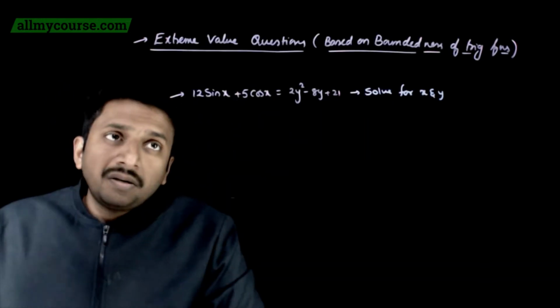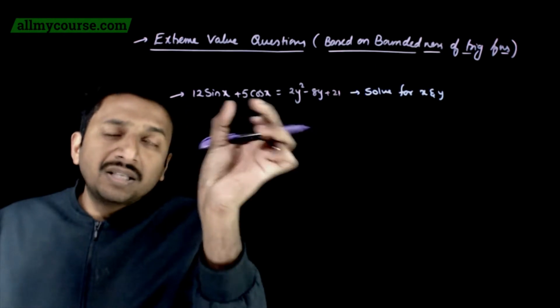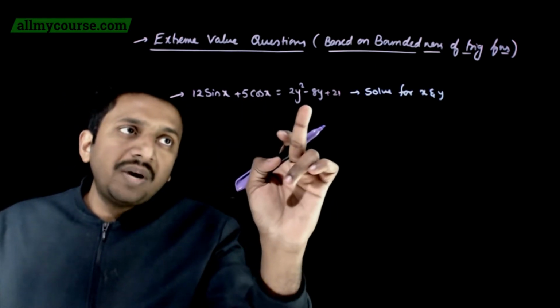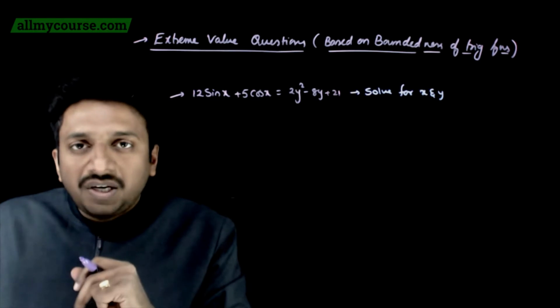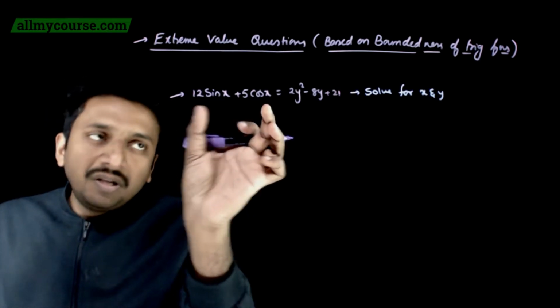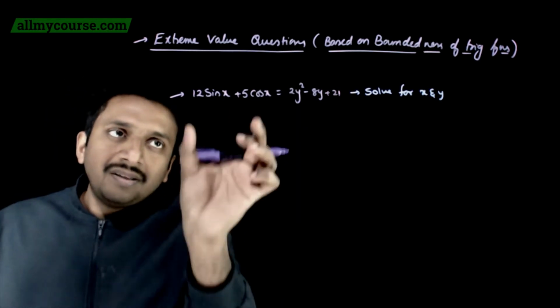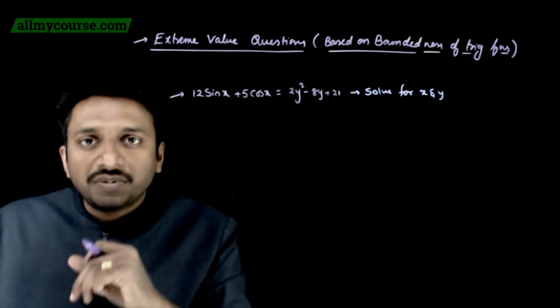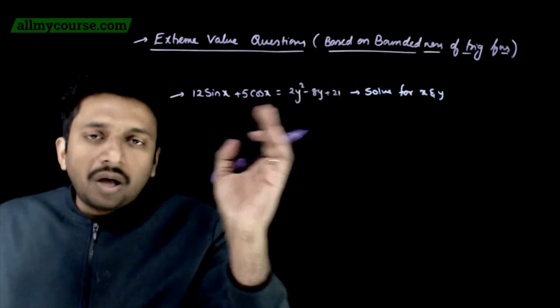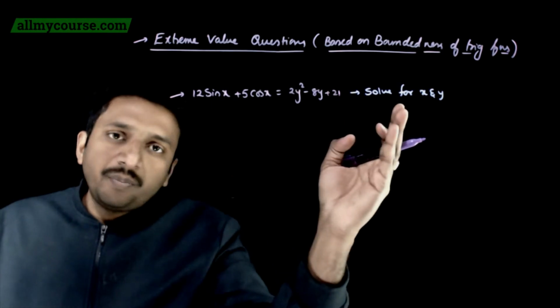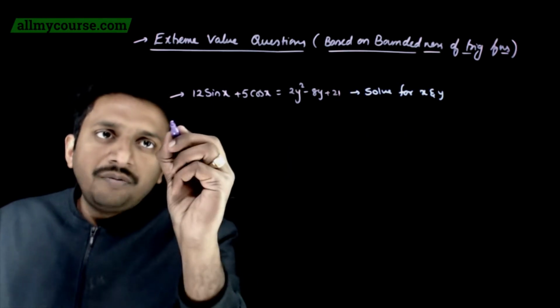So in this question, you're given the equation 12 sin x plus 5 cos x is equal to 2y square minus 8y plus 21. You have a trigonometric expression here, you have a quadratic expression here. This is in terms of x, this is in terms of y. So you're asked to solve this. You're asked to solve for both x and y. So how do we do this?